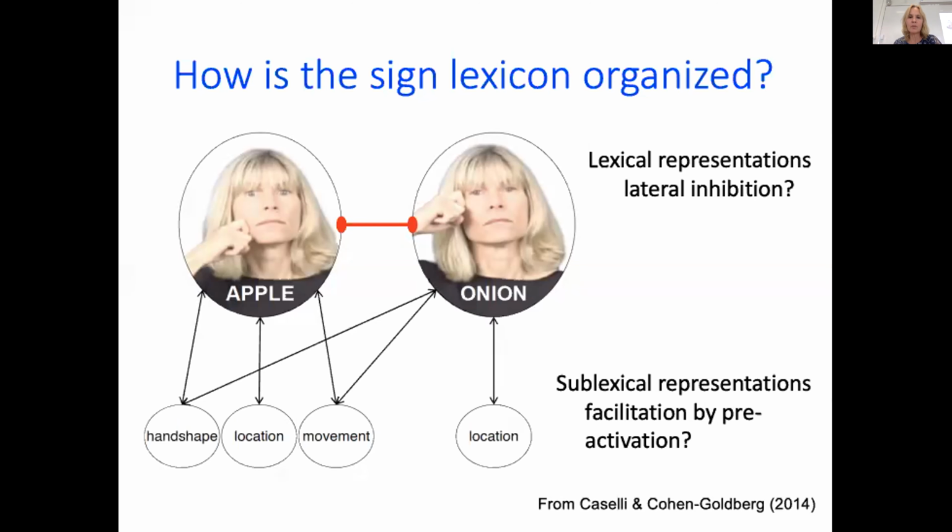So for spoken languages, we know that you can get sublexical facilitation. You can get pre-activation of sublexical components from phonologically related primes, for example, that can facilitate processing of form. There's also evidence for competition at the lexical level through lateral inhibition, where you have to actually inhibit other signs in order to access the target sign or the target word that you want to select. And so the question is, do we see these same types of processes in the same type of architecture for sign?